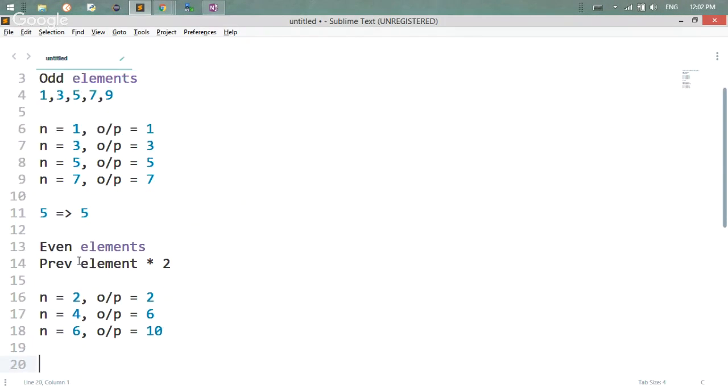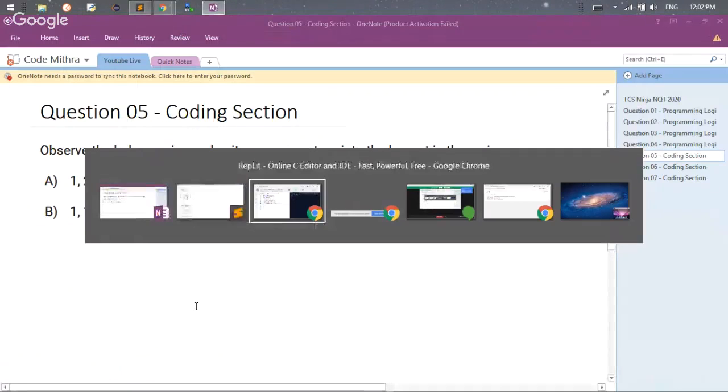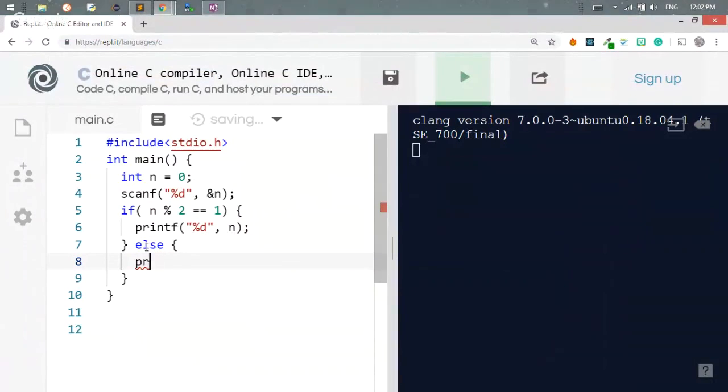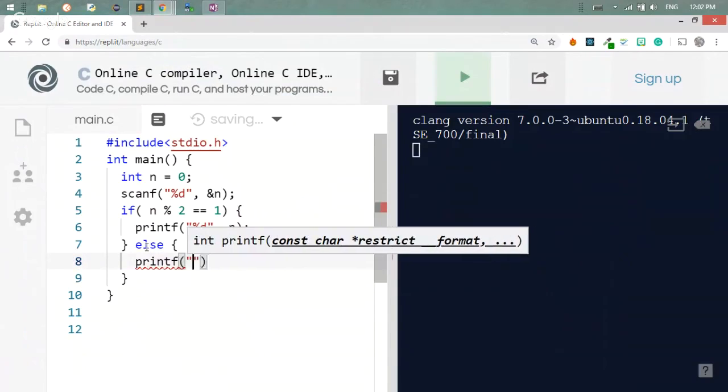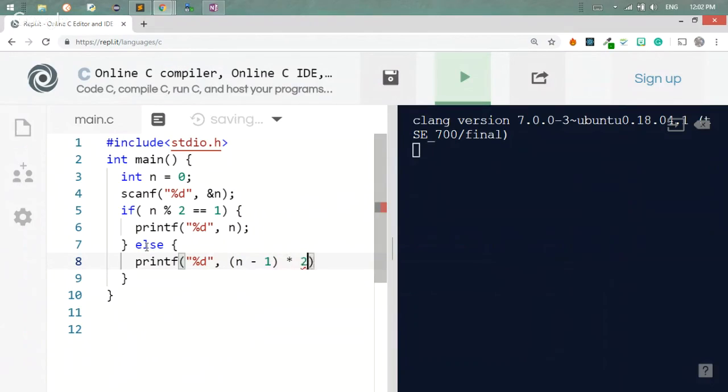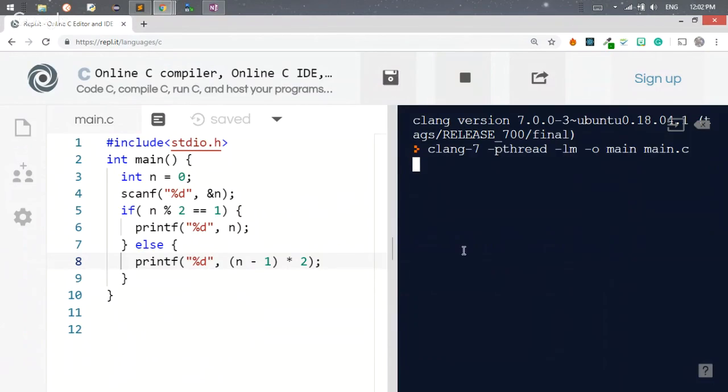Let's say if n is even, then the output is (n minus 1) into 2, right? You go to the previous element, which is n minus 1, and then you do into 2. That's it. So you do else printf (n minus 1) whole into 2, or you can also put 2 into (n minus 2). Anything is fine.